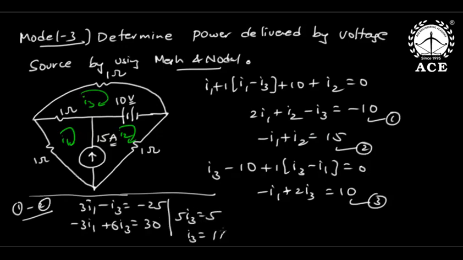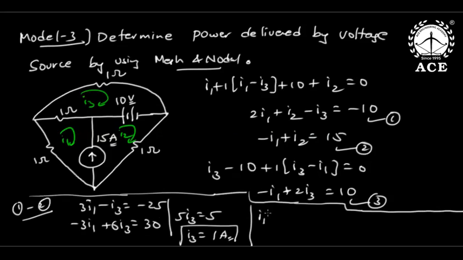I3 is 1 ampere. If I3 is 1 ampere, I1 is minus 8. If I1 is minus 8, I2 is 7 amperes.